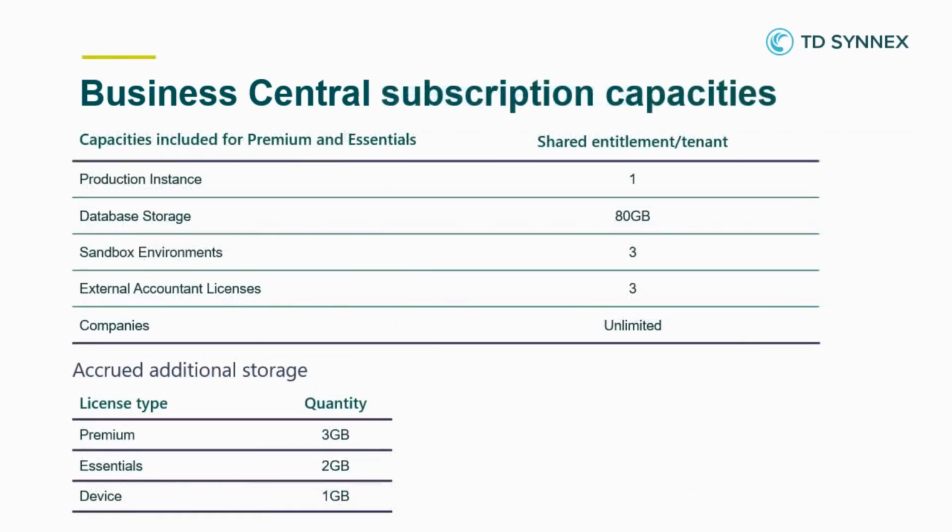Finally, when you license Business Central, you're allocated certain subscription capabilities. You get the rights to one production license, 80 gigabytes of database storage, 3 sandbox environments for dev and test purposes, 3 external accountant licenses, and unlimited companies. Additional database storage is accrued with each Premium, Essentials or device license that you have, with 3 gigabytes being added for each Premium license, 2 gigabytes for each Essentials license, and 1 gigabyte for each device license.